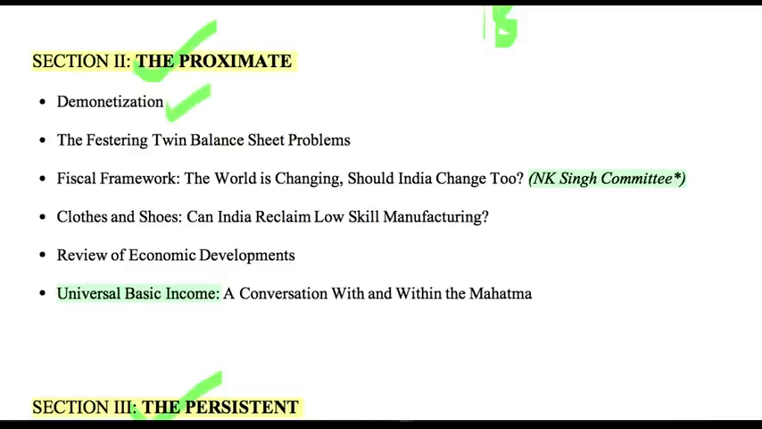Demonetization no doubt has a short-term pain, but can there be possible gains further? It says what we can do now that demonetization has happened, that will maximize the positive effect of demonetization and minimize the negative effect of it. Then, the festering twin balance sheet problem. If you had read the Economic Survey of last year, this problem was there also. This NPA issue is not vanishing at all. So how to deal with it has been dealt with in this chapter.